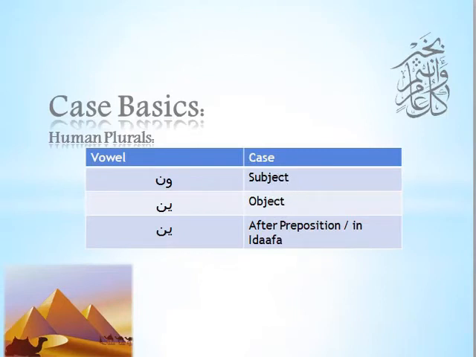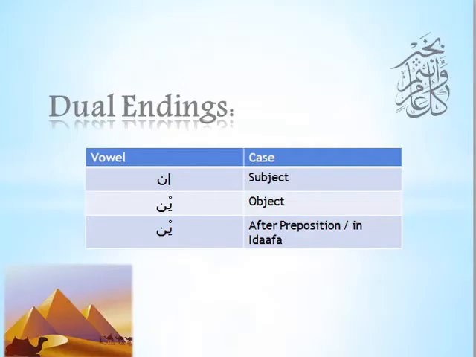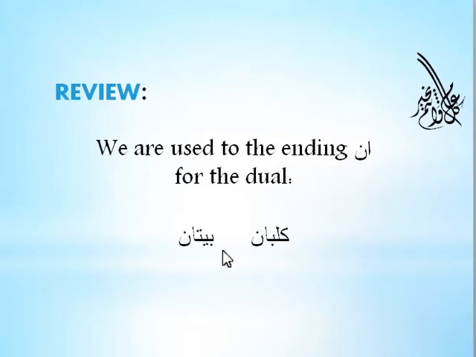But the difference here is, we are used to seeing the an. We taught you first to associate this ending an with the dual. Kelban is two dogs, Beitan, two houses, Sayaratan, and so forth. Well, that's true, but in reality that is the subject case. So when we talk about Kelban, they are as a subject.